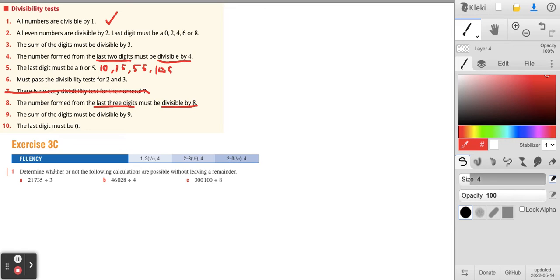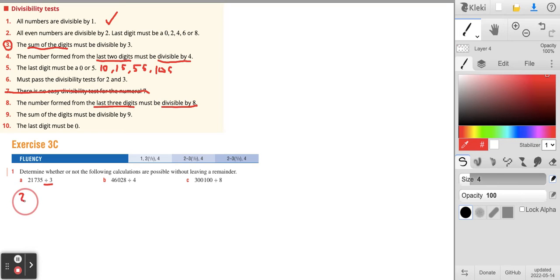I'll go through a few examples. So this is question 1 from 3C. Determine whether or not the following calculations are possible without leaving a remainder. So I've got 21,735 being divided by 3. I need to look at my test for 3, which says that the sum of the digits must be divisible by 3. The sum of the digits means that you're just adding all your numbers together.